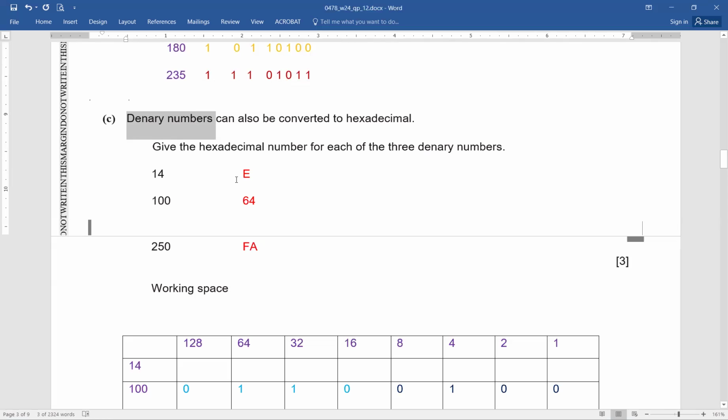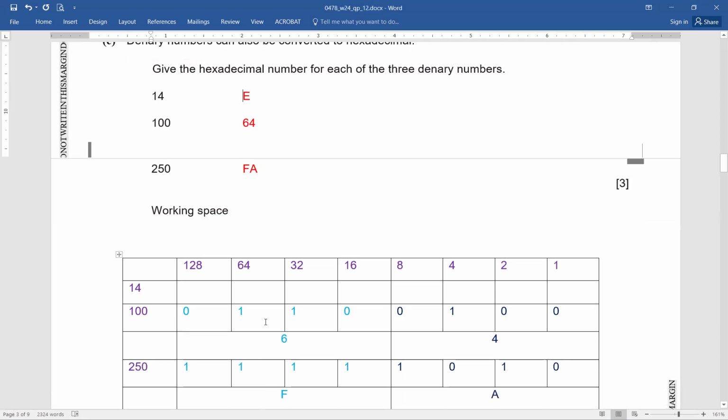That may confuse some of the students. They may consider this to be 1 and 4, and they make the binary for 1 and 4. So be clear, since it is a denary number to be converted to hexadecimal, we simply wrote E here and we have scored the marks. Now 100, what we did.